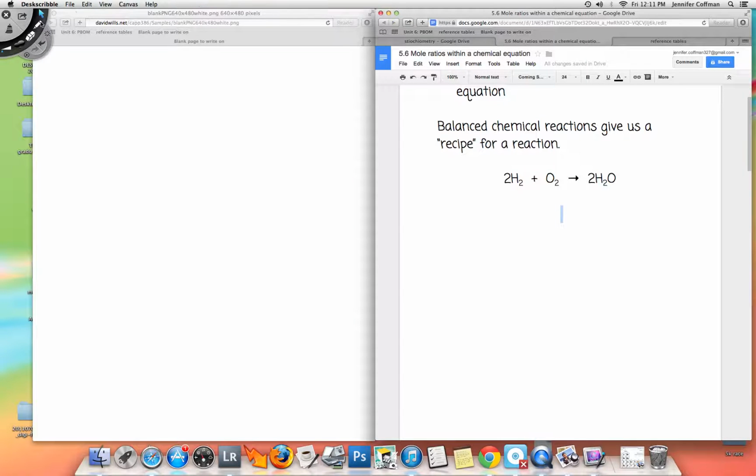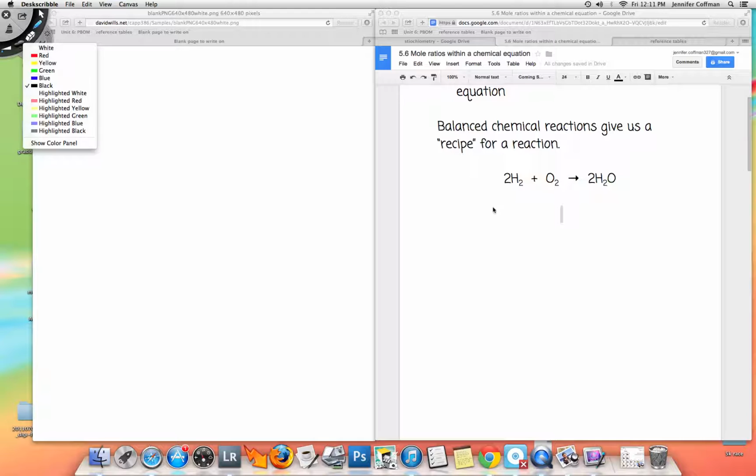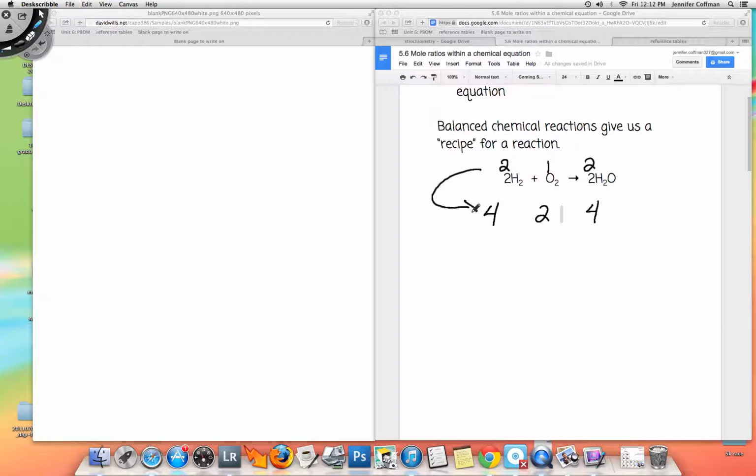Well, what happens if I have 4 hydrogens instead of 2 hydrogens? Well, if I have 4 of these hydrogens, then I can add 2 of these oxygens, and I will produce 4 of these waters. So this ratio 2 to 1 to 2 is preserved in this new ratio. Or I can have 8 to 4 to 8. The ratio is still preserved. This molar ratio from 2 to 1 to 2 or 4 to 2 to 4 is preserved.